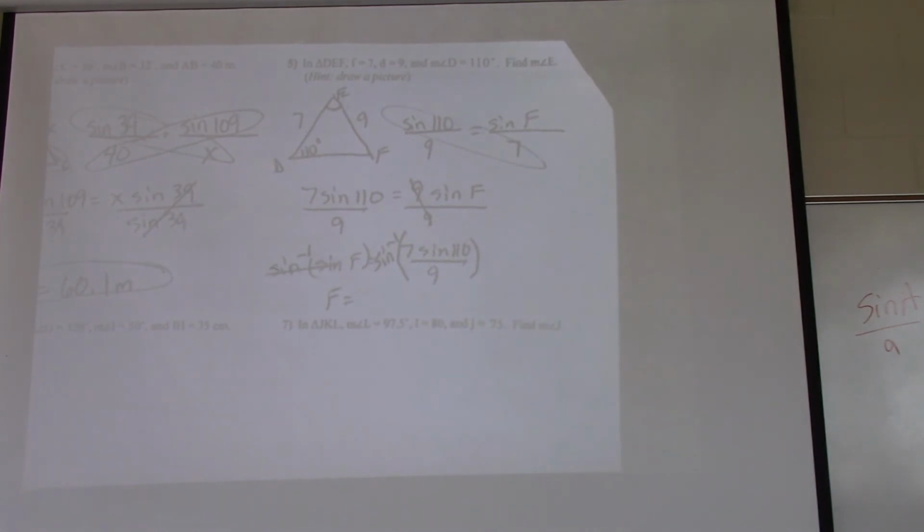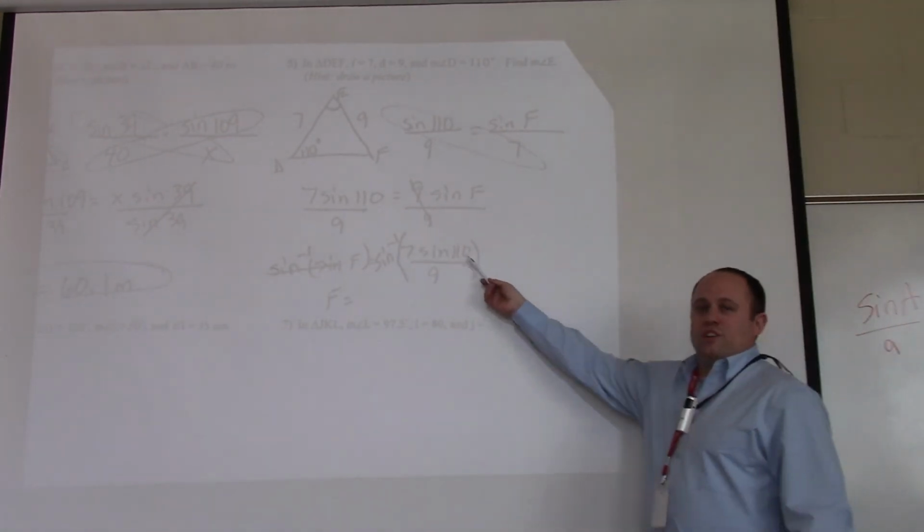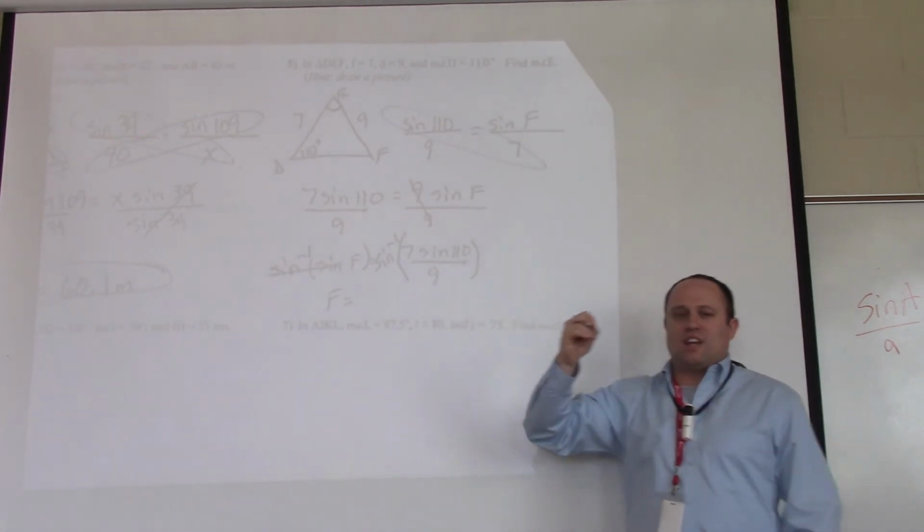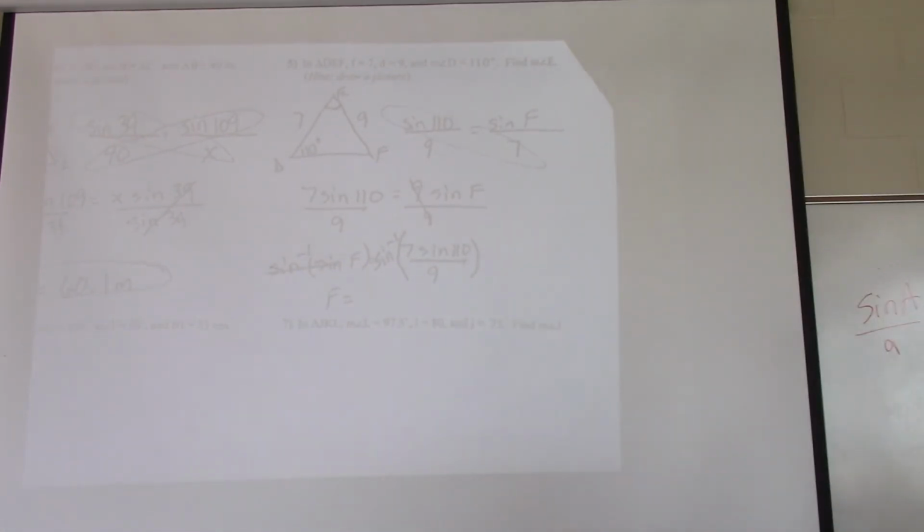Now I'm going to tell you how to make this really easy. Ready? Let's do this all together. Just do this in your calculator right now. Go 7 times sine 110 divided by 9 and get that answer, and just stop right there. 7 times sine of 110. Make sure you close your parentheses on 110, and then divide that by 9. And you should get like 0.73 something, right? Everybody there? 0.73 something? Good.